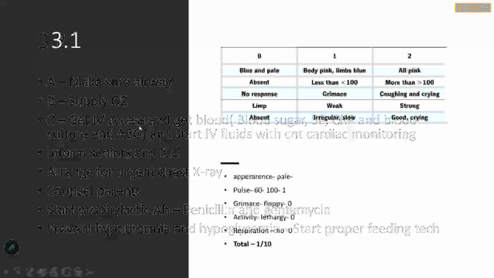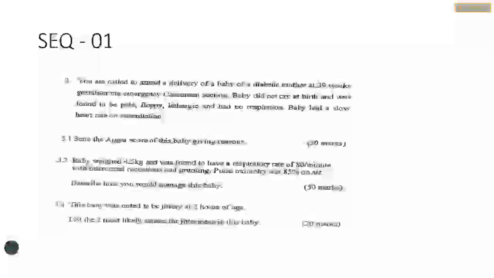Then the second question, the same baby, weight 4.5 kilogram. Because the mother is diabetic, that is the reason for the 4.5 kilogram baby, who was found to have a respiratory rate of 80. So 80 means high tachypnea, with intercostal recession and grunting. What they are implying is the child is having respiratory distress, nothing else. Pulse oximeter was 85%, so saturation is low. Describe how would you manage.